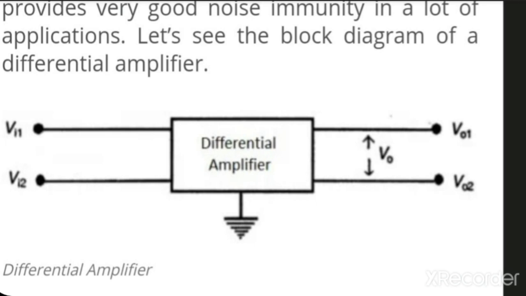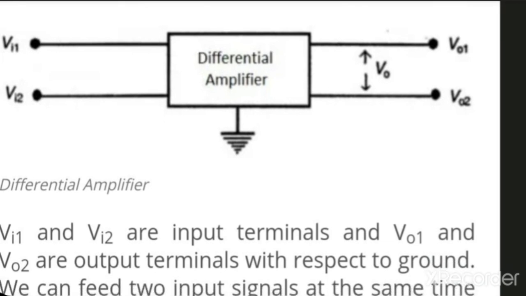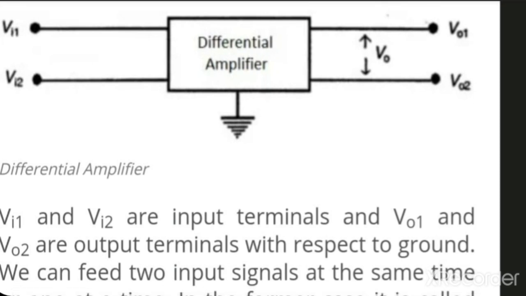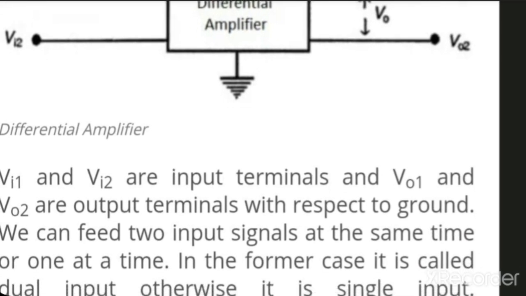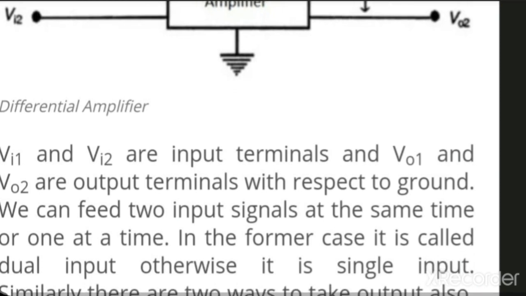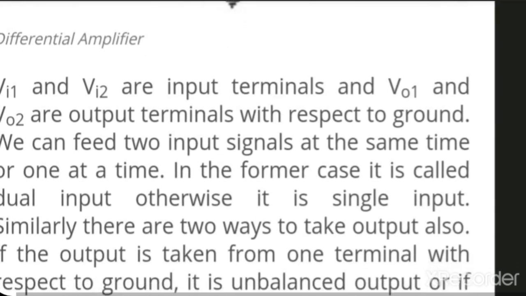Here we can see that the differential amplifier has two inputs Vi1 and Vi2 and two outputs Vo1 and Vo2. Vi1 and Vi2 are input terminals and Vo1 and Vo2 are output terminals with respect to the ground. We can feed two input signals at the same time or one at a time. If we feed two input signals, we can call it dual input, and if we feed only one input signal, we can call it single input.